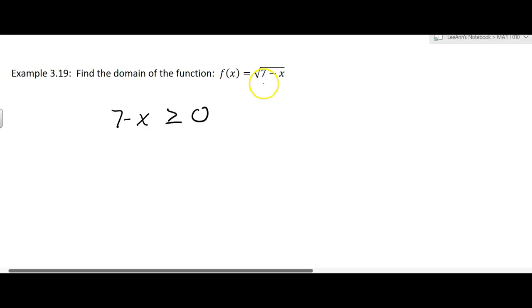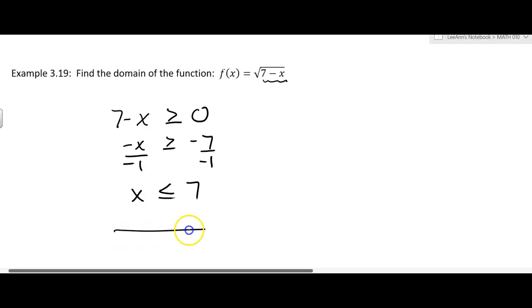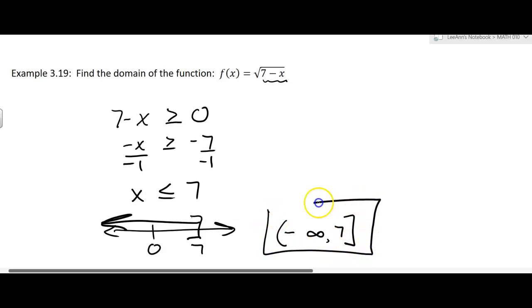But anyway, you take whatever's under the square root, or the even radical, and you're going to say that has to be greater than or equal to 0. Okay, then you're going to solve that. So subtract 7 on both sides, divide by -1. That's going to switch the inequality. And so you're going to get x is less than or equal to 7. On a number line, so here's 0, here's 7. It looks like square bracket and then all the numbers less than 7. In interval notation then, it's from -infinity to 7 with a square bracket. Remember, we always go from left to right, and infinity and -infinity always get a parenthesis.